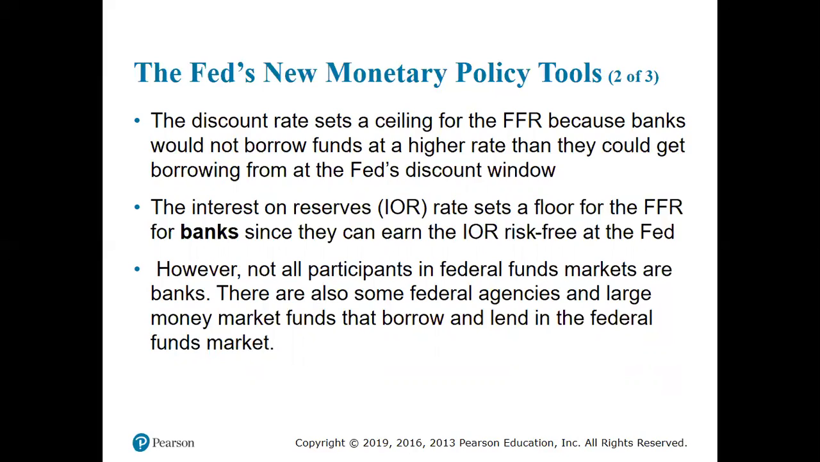So when you talk about the floor for the Fed funds rate, that IOR, or interest on reserves, is really, you can think of it as a soft floor, that's the floor for banks. But for other participants that can't get that interest on reserves because they don't hold reserves at the Fed, and aren't eligible to, they can't get that rate, and thus we'll see that the Fed funds rate for them can actually be something lower than that interest on reserves.